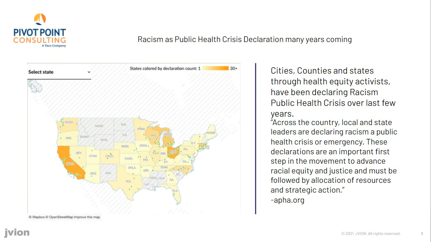The CDC's declaration came from a lot of activism that happened at city, county, and state levels. If you look at this map from the American Public Health Association website, it's pretty current, because I live in the middle of Western Oregon in Lane County, and our county commissioners just made their declaration of racism being a public health crisis last month in May. So this is a pretty current map as these things are happening across the country. This led to the CDC's declaration.